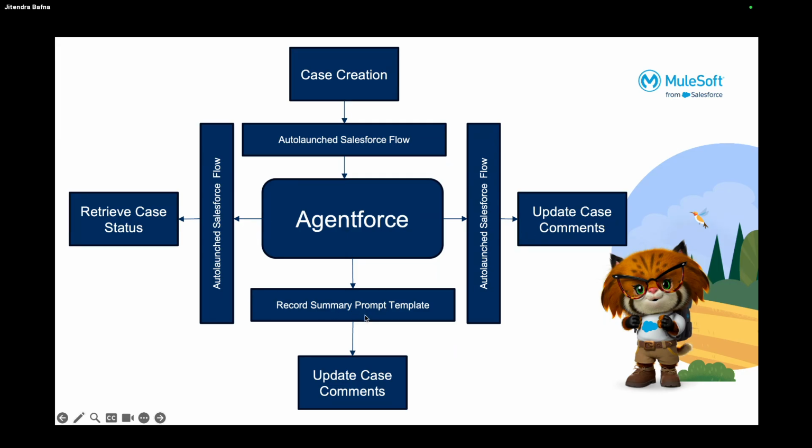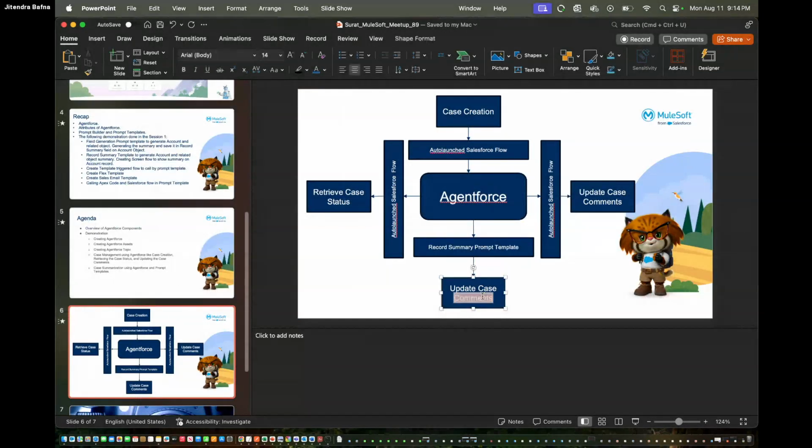Then we have a record summary. If you are an operational person and you want to know the summary of your ticket, you can ask Agentforce to summarize the ticket, what is happening with that particular ticket. That is where we are going to use the record summary prompt template as an action, and that will do the case summarization. So let me correct this. This is something called case summarization.